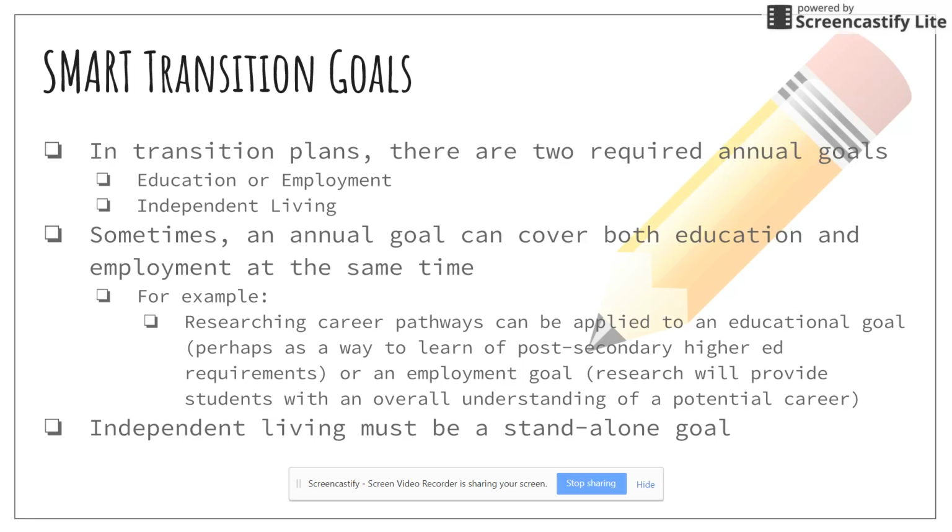An important piece to know is that independent living goals must be standalone. They cannot be combined, whereas education and employment can kind of be lumped together, an independent living goal must be standalone.